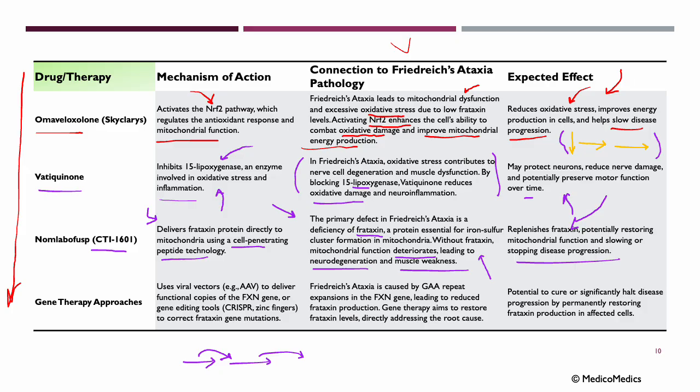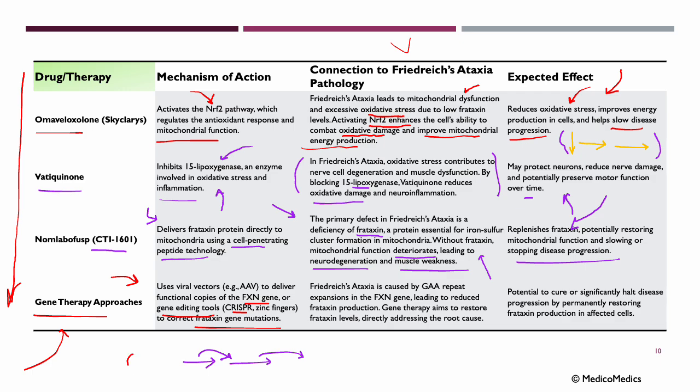Another interesting idea or area of research is gene therapy approaches. Here the idea is to use viral vectors like the AAV to deliver functional copies of the frataxin gene, or delivering gene editing tools like CRISPR to correct frataxin gene functions. So now we've moved to the fundamental level because this is a genetic disorder.